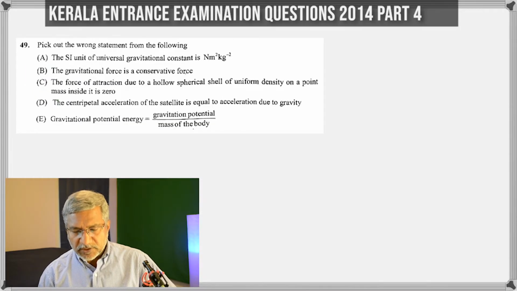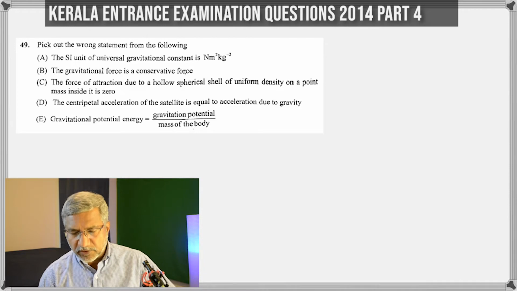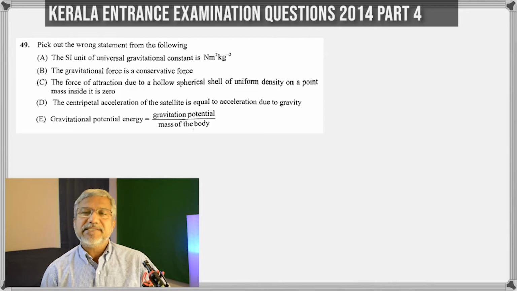49. Pick out the wrong statement from the following. The SI unit of universal gravitational constant is Newton meter squared kilogram raised to minus 2. Okay, that is correct. The gravitational force is a conservative force. That is correct. What is the conservative force?